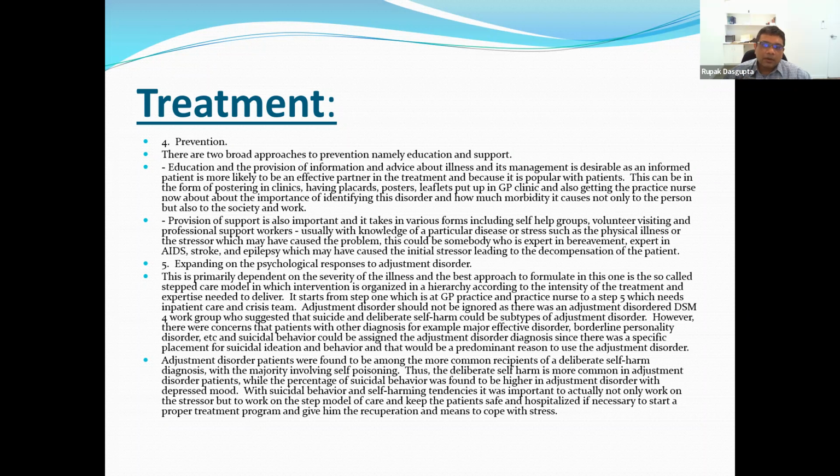Now, expanding on psychological responses to adjustment disorder. Everybody would have heard about a step care model. The step care model starts from step 1 in GP and primary care level to step 5, which is inpatient and crisis team. Adjustment disorder can need anywhere between step 1 to step 5. So do not underestimate this disorder. It can basically consume the whole sector of the step care model. So it's there on websites, but do not hesitate, if the patient is at risk, to send them to the hospital.